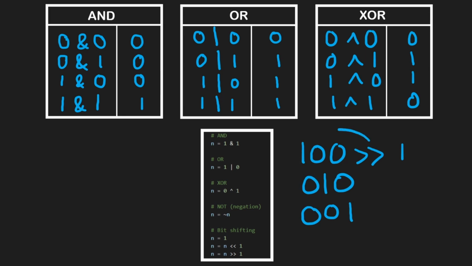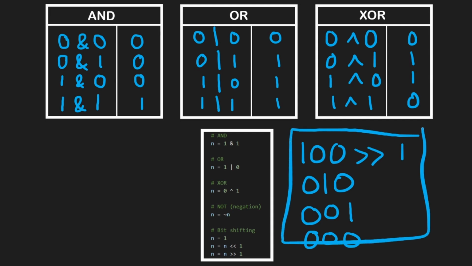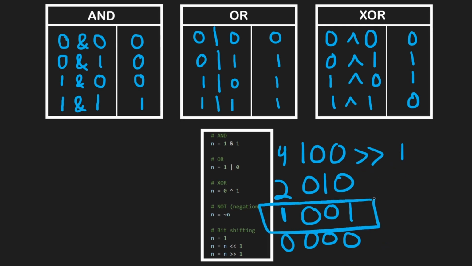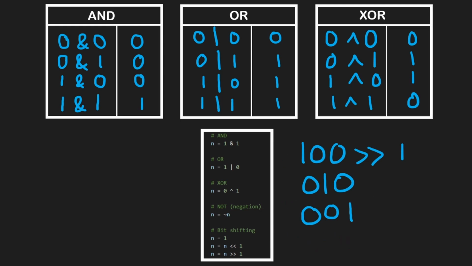That's similar to what we did when we were shifting to the left. So now we're going to shift to the right one more time. We're going to get basically 0. And similar to how when we shifted to the left by 1, we were multiplying by 2, when we shift to the right by 1, we're dividing by 2. This is 4, this is 2, this is 1, and this is 0. So we're dividing by 2 when we shift to the right, but if we have an odd number, we're going to round down.